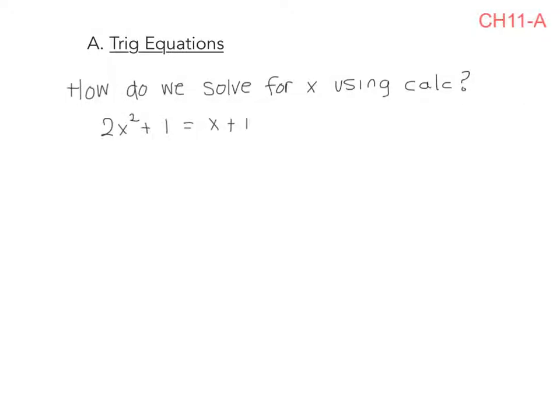In this video, we will talk about trig equations. How do we solve for x using a calculator? We're given 2x squared plus 1 is equal to x plus 1. Normally, we would go to graph and put the left equation in y1 and the right equation in y2, and then we would go to second calc, then intersections. So that's the method we're going to be using for this section.